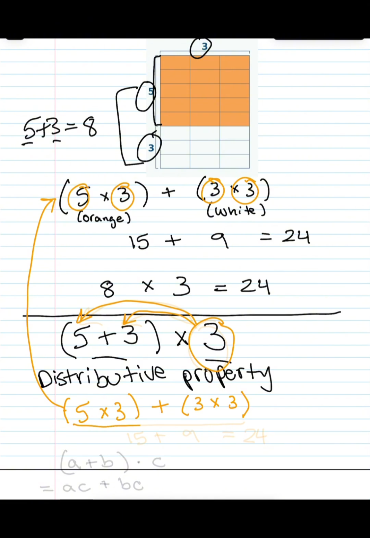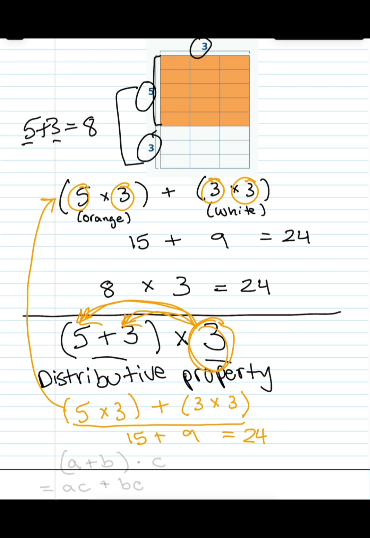And that's exactly what we have. And so we get the same answer here, 15 plus 9 equals 24. So you might come across problems that talk about the distributive property, and what that means is you're going to distribute the factor being multiplied to each of the factors being added.